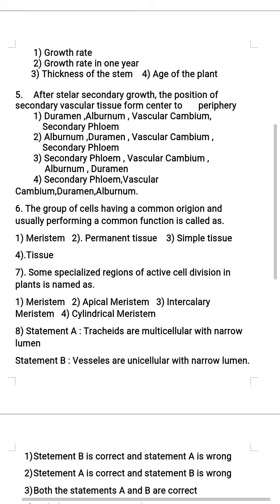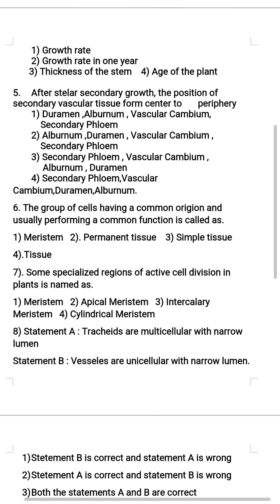So center to periphery means from the heartwood towards the sapwood. Now let us look into it. The first tissue is duramen. Second tissue on the duramen is alburnum, and on the alburnum vascular cambium, and over the vascular cambium secondary phloem is forming. So the secondary phloem is the outermost, situated towards the periphery side. So hope you understood this one.